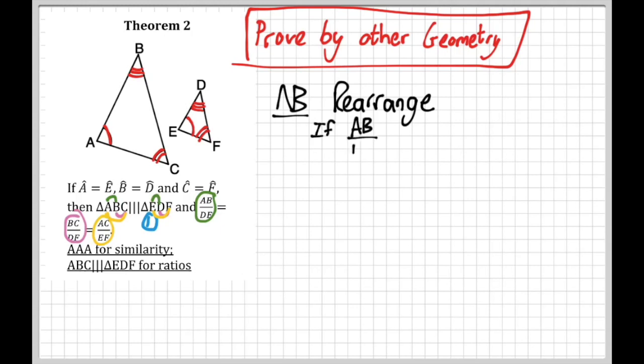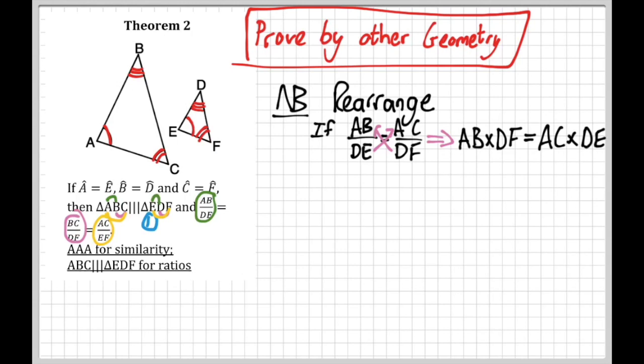So if they tell me that I've got AB over DE is equal to AC over DF, for instance, okay? Now this is not exactly the same as the one we did earlier. What I want to share with you is that I can actually rearrange this in another way. So if I want to rearrange this, I'm going to multiply the DF to the top on the left, and I'm going to multiply the DE to the top on the right. And I'm sitting with this expression. AB times by DF equal to AC times by DE.